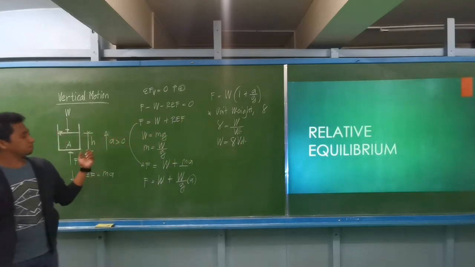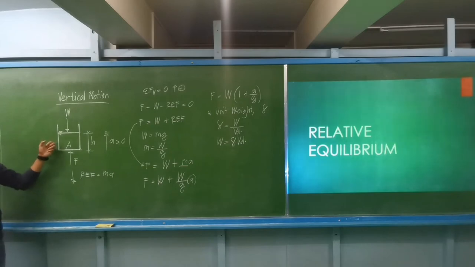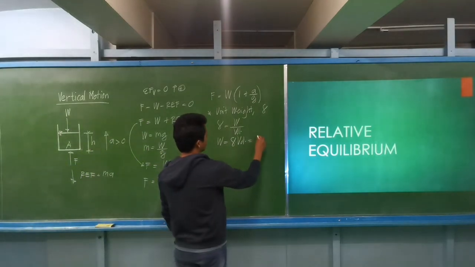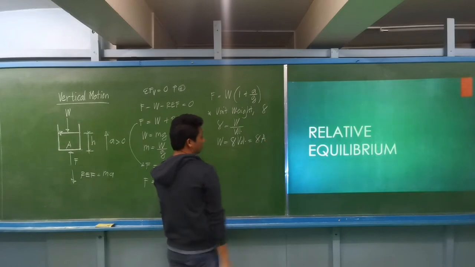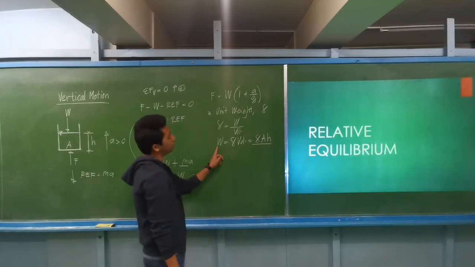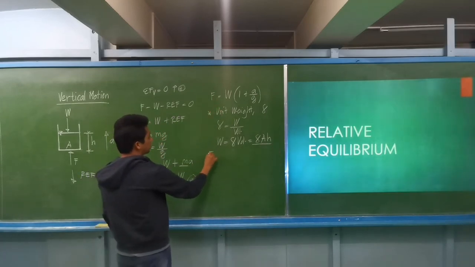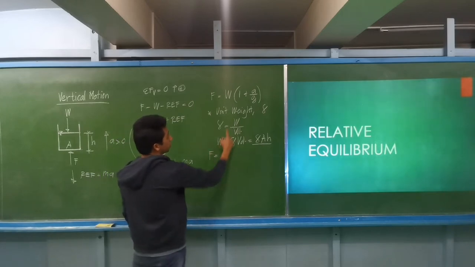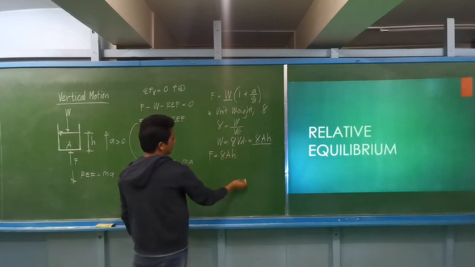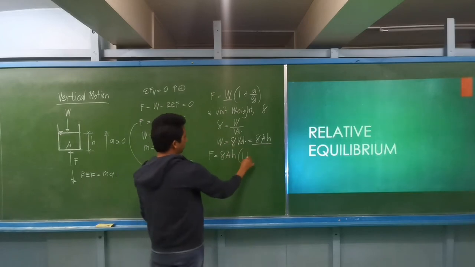So from this container, what is the equivalent of the liquid's volume? What is the volume of the liquid? Let's assume the volume is equal to the cross-sectional area of the tank multiplied by the height. So the weight is equal to gamma times the cross-sectional area of the container, multiplied by the height. So we substitute the equivalent of the weight into this equation. The force is now equal to gamma times the cross-sectional area times the height, multiplied by 1 plus the acceleration divided by the acceleration due to gravity.